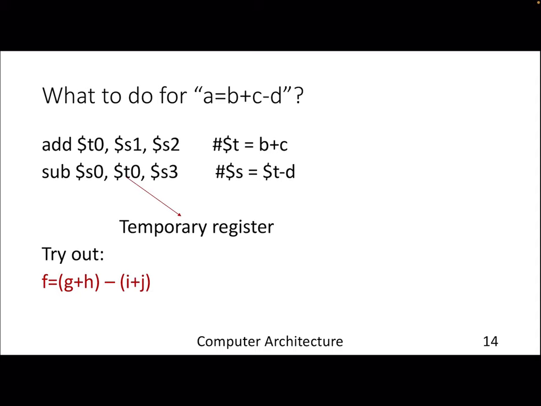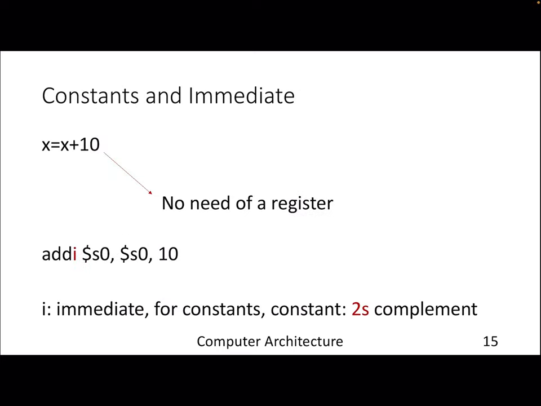So this will generate instructions as follows. This particular statement has two operations. One is addition and then the subtraction. So first, what we need to do is, assuming B and C are stored in register 1 and 2, we need to store the summation of B and C into a temporary register called, let's say, T0, right? So at the end of the first statement, the temporary register T0 has the value of B plus C, right? Next, what we need to do is subtract D from that temporary register.